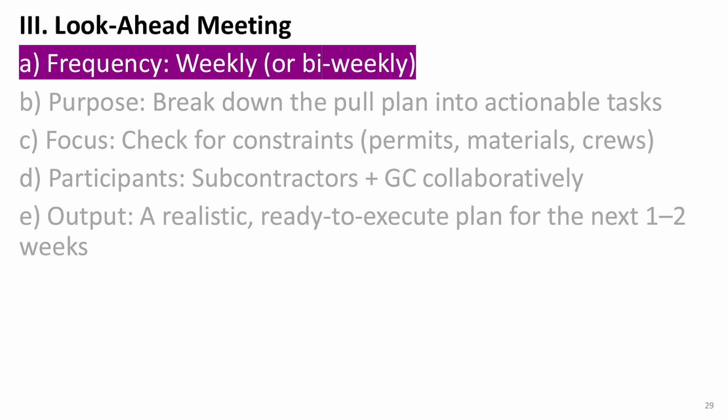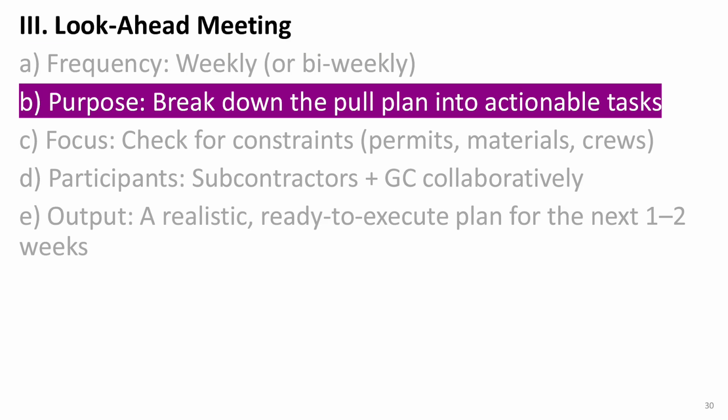The goal is to keep the team focused and proactively address any potential issues before they turn into delays. The main purpose is to break the pull plan down into specific, actionable tasks that crews can actually perform on site. For instance, instead of just saying install HVAC, a look-ahead schedule might say set rooftop units on Tuesday, run ductwork in Zone A on Thursday, with clear responsibilities and durations listed.